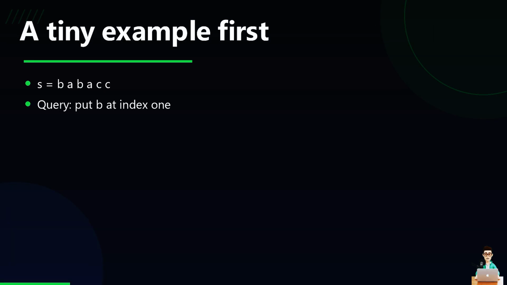Take the string B, A, B, A, C, C. First query says put a B at index 1. Now the string reads B, B, B, A, C, C, C. 3 B's in a row, so the answer is 3. 2 more queries follow, and each time we need a fresh answer, fast.